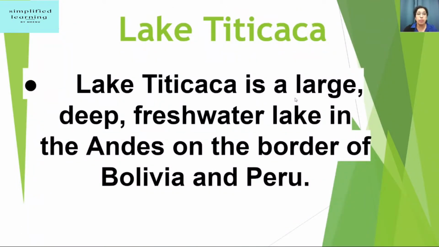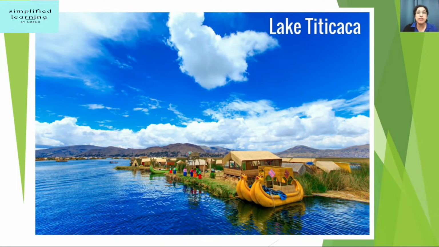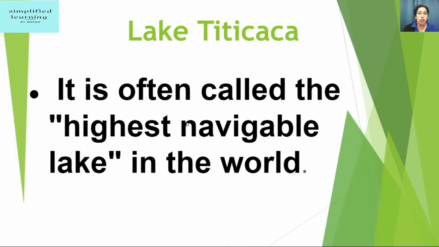Now let's talk about Lake Titicaca. Lake Titicaca is the second highest freshwater lake in the world, which is found here in the Andes Mountains. Yes, Lake Titicaca is a large, deep freshwater lake in the Andes on the border of Bolivia and Peru. So here is a beautiful Lake Titicaca. It is often called the highest navigable lake in the world.